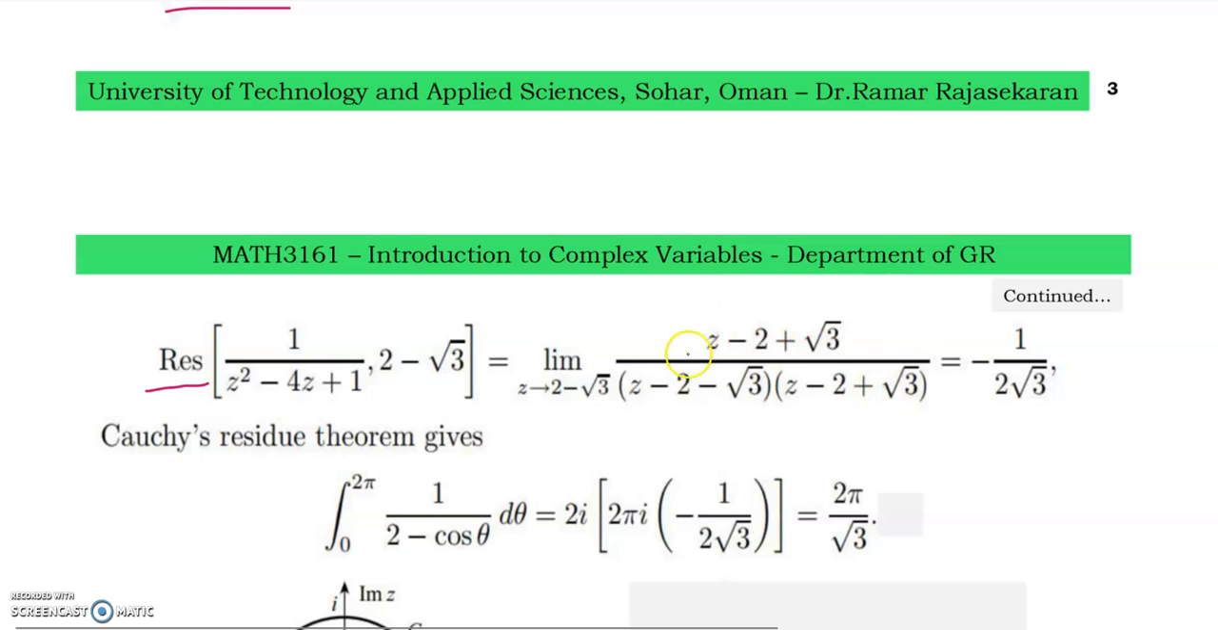After the simplification, we will cancel the term z minus 2 plus root 3 in the numerator and the denominator. What remains is 1 over z minus 2 minus root 3. Now you substitute z equal to 2 minus root 3, simplify it, and you will get this value. This is the residue of the pole 2 minus root 3. Fortunately, only one residue is inside the circle.